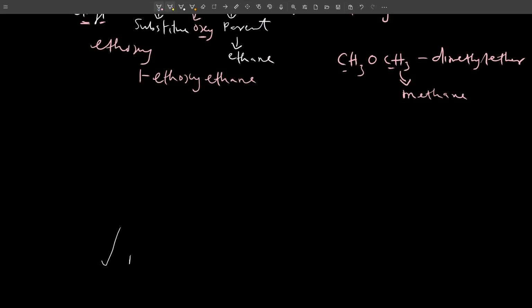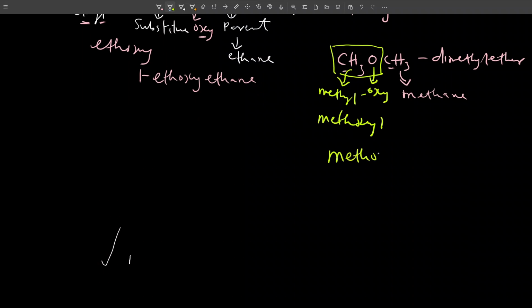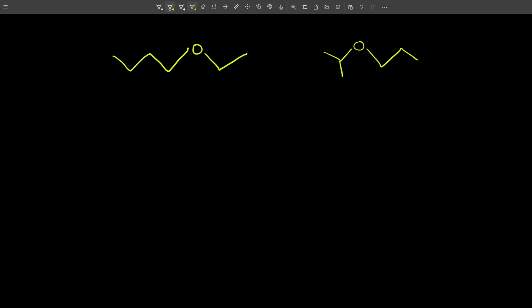So this part now is my substituent. Everything here is my substituent. CH3 is methyl and O here is oxy. So together it becomes methoxy. So methoxy now is my substituent. What will be the name of the compound? This will become methoxy, so remove the 'yl': methoxymethane. And again, the substituent methoxy is attached to the first carbon of the parent, which is methane. So we say 1-methoxymethane.